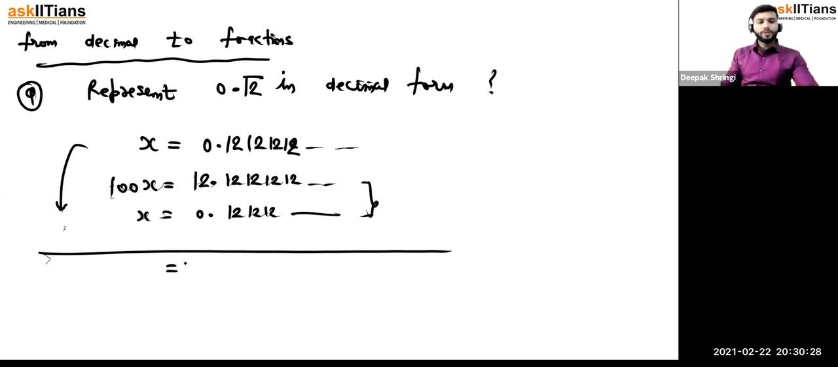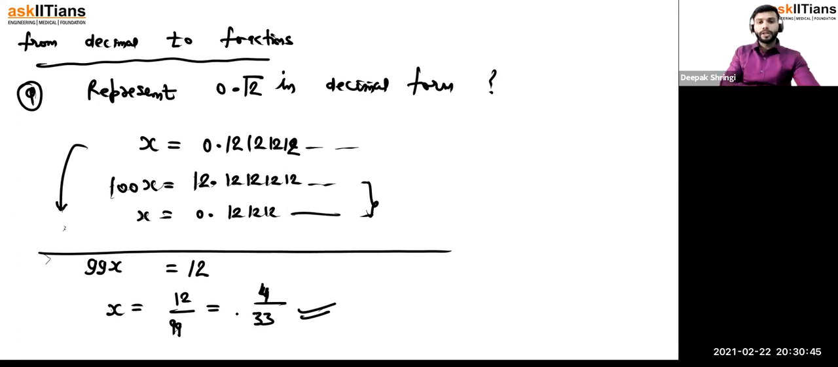So 12 minus 0 would be 12. And here what will we get? 100x minus x, 99 times x. So what is your x? It would be 12 by 99, and you can solve further. Yes, you can cancel by 3. So 3 fours are 12. 4 by 33 is the correct answer.